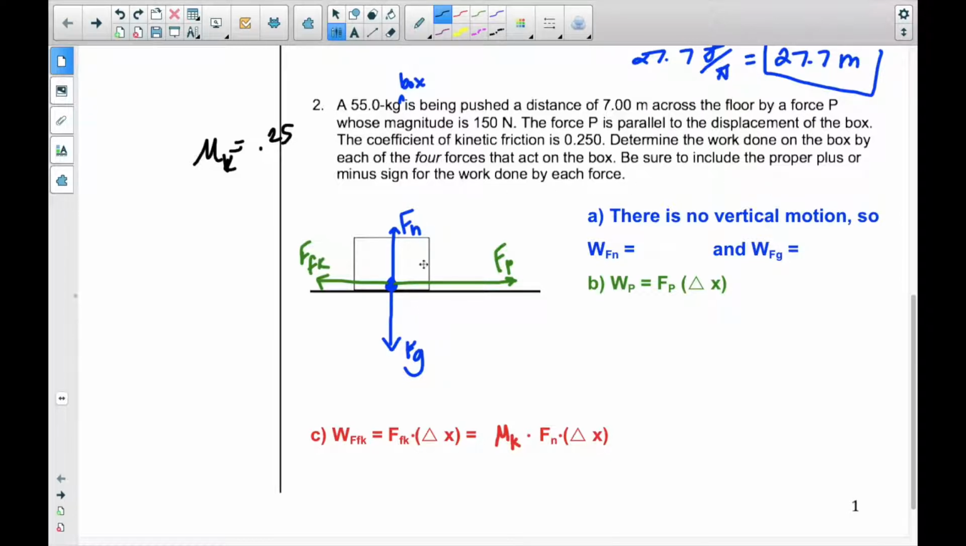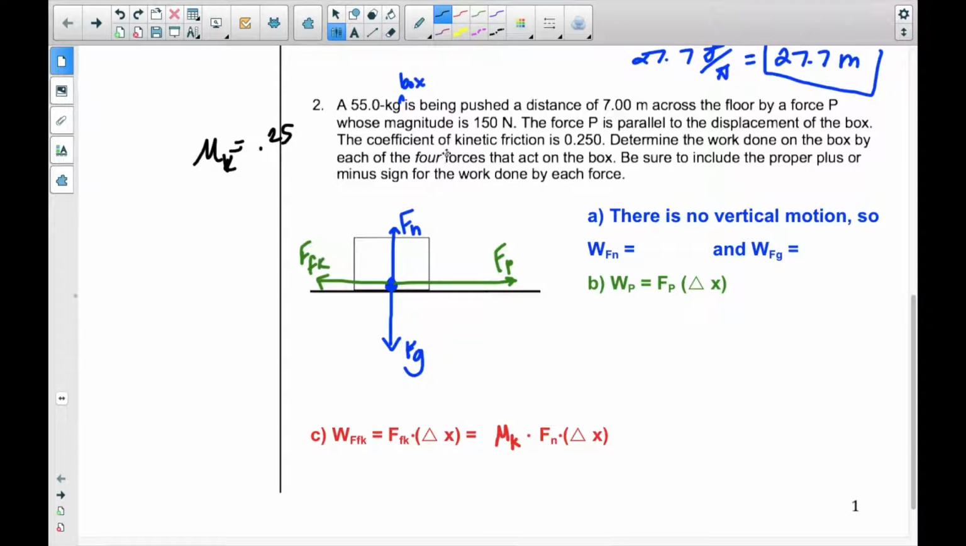All right, so first of all, let's start off talking about our vertical components. We have our box. We're going to draw our free body diagram. We have gravity acting downwards, the normal force acting upwards, and the force called P going to the right. I made mine go to the right. We have the force of friction going to the left because the friction has to oppose the applied force.